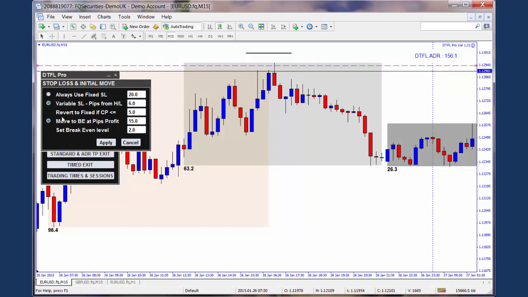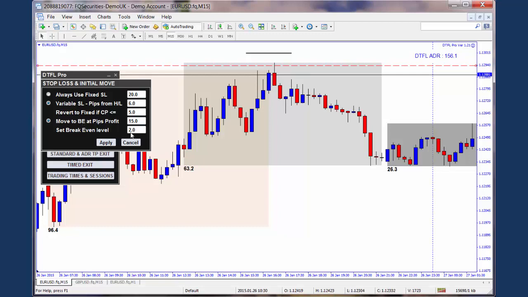The last one here is the initial move. If you want to select this, you don't have to, but what will happen is when your trade has moved off into a certain amount of profit, in this case 15 pips, what you're telling the EA to do is move your stop loss to break even level. So once it gets to 15 pips, the trade has moved off south, you've got 15 pips of profit from the original entry. As soon as that point is reached, the EA will automatically move your stop loss to break even level.